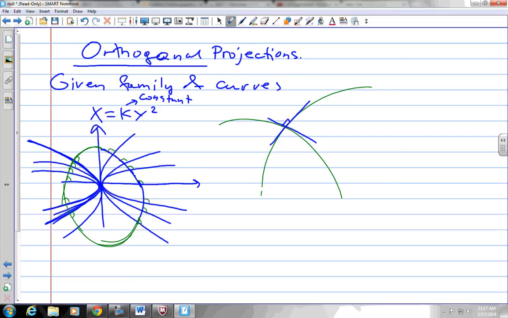Okay, so all of a sudden we're talking about tangent lines, and if we're talking about the slopes of tangent lines, we're talking about derivatives, right? And what do you remember about it?